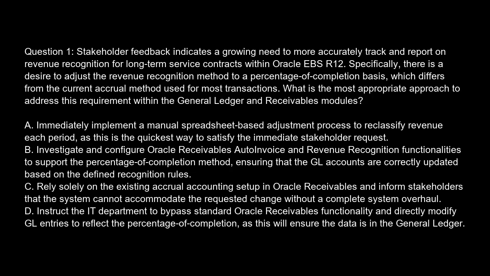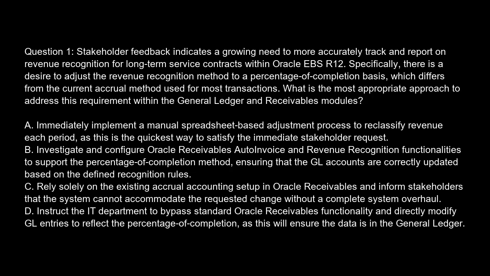Option A. Immediately implement a manual spreadsheet-based adjustment process to reclassify revenue each period, as this is the quickest way to satisfy the immediate stakeholder request. Option B. Investigate and configure Oracle Receivables auto-invoice and revenue recognition functionalities to support the percentage of completion method, ensuring that the GL accounts are correctly updated based on the defined recognition rules.